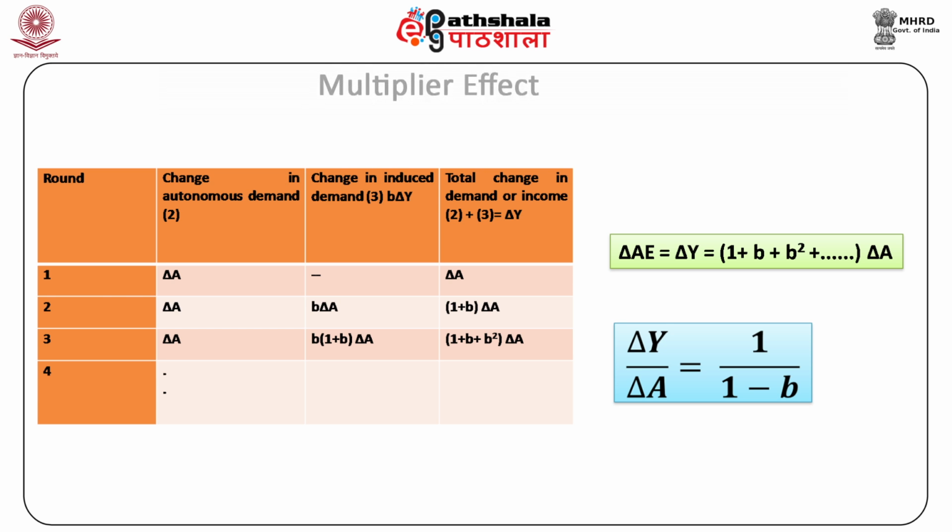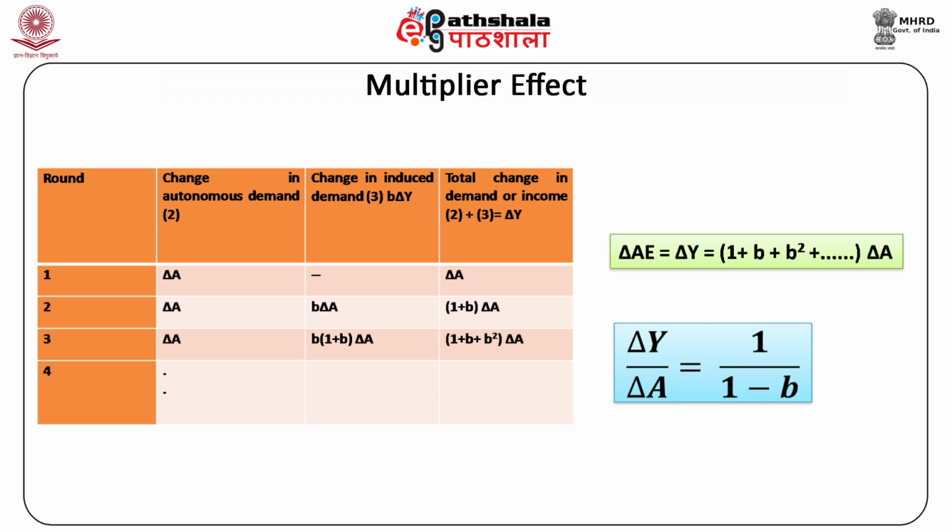Round 1 starts off with an increase in autonomous spending, that is delta A. So, income increases by the same amount in round 1. In the second round, there is an induced increase in expenditure by B times delta A, as we can see in column 2. The total increase in demand, and therefore income, in round 2 is delta A plus B into delta A, which is given in column 3.